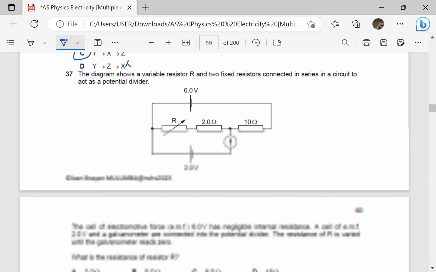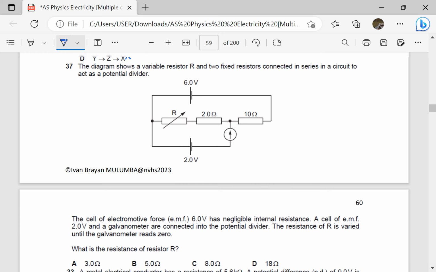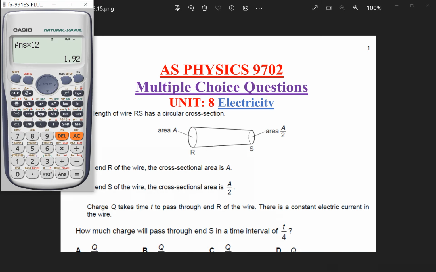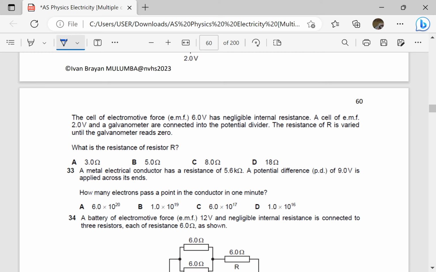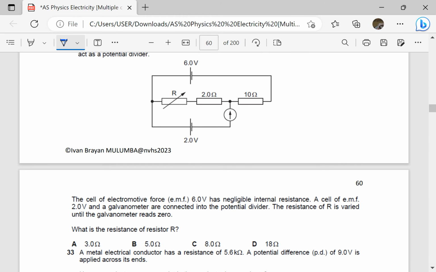The diagram shows a variable resistor R and two fixed resistors connected in series in a circuit to act as a potential divider. The cell of EMF 6 volts has negligible internal resistance, a cell of EMF 2 volts, and a galvanometer are connected into the potential divider. So this is what we have. The resistance of R is varied until the galvanometer reads 0.